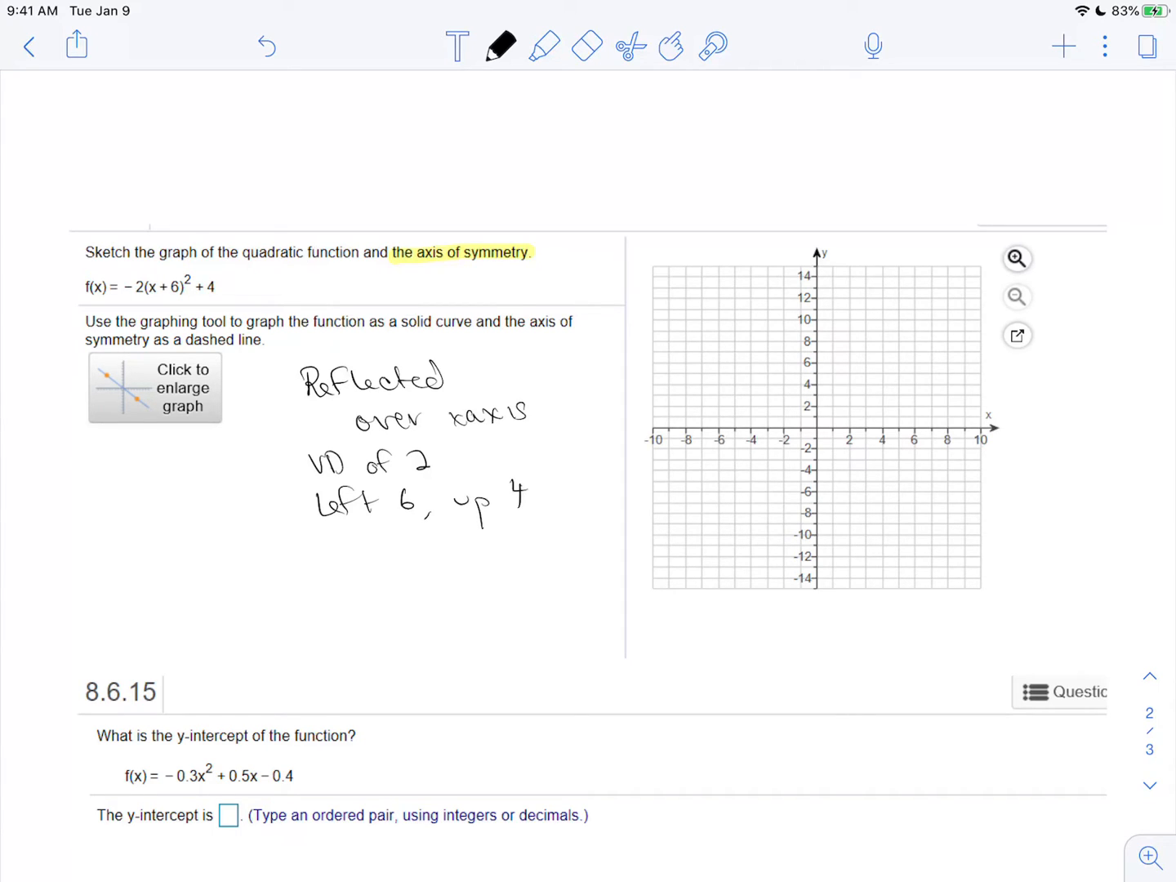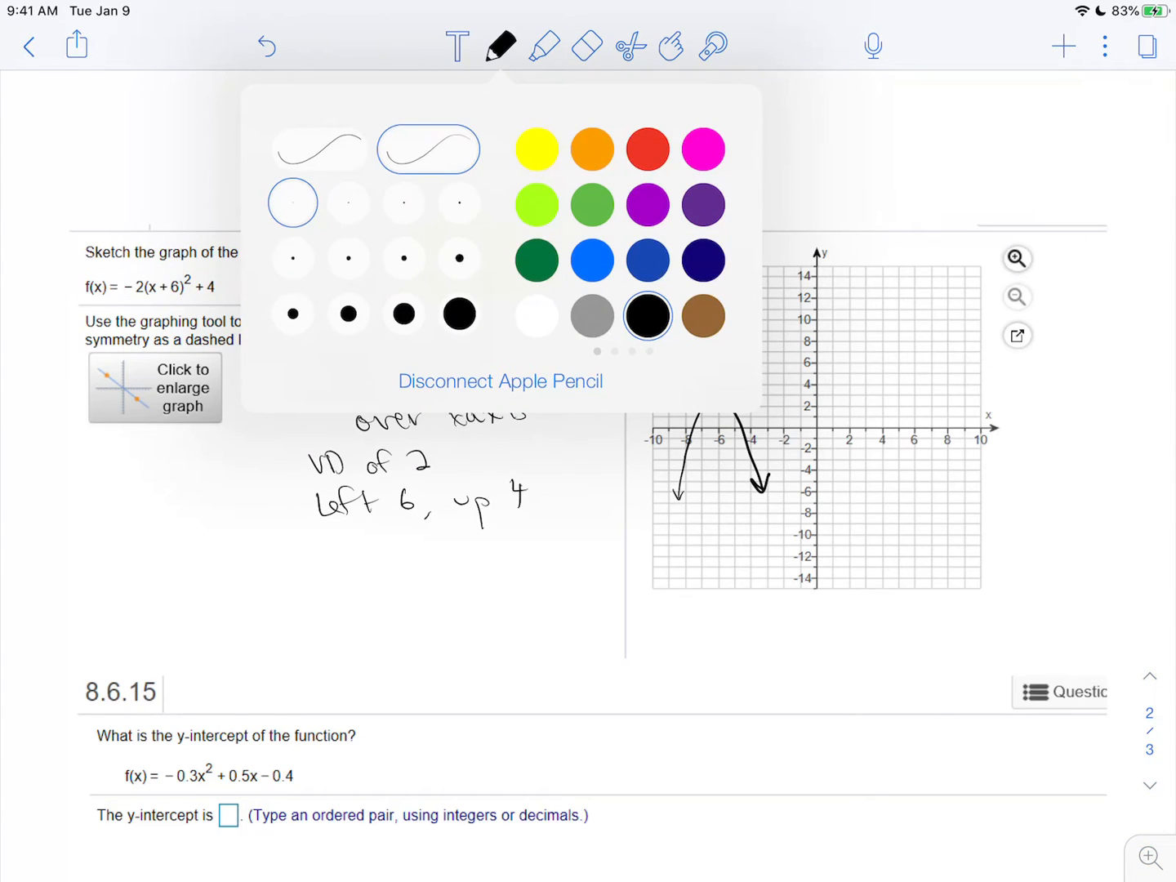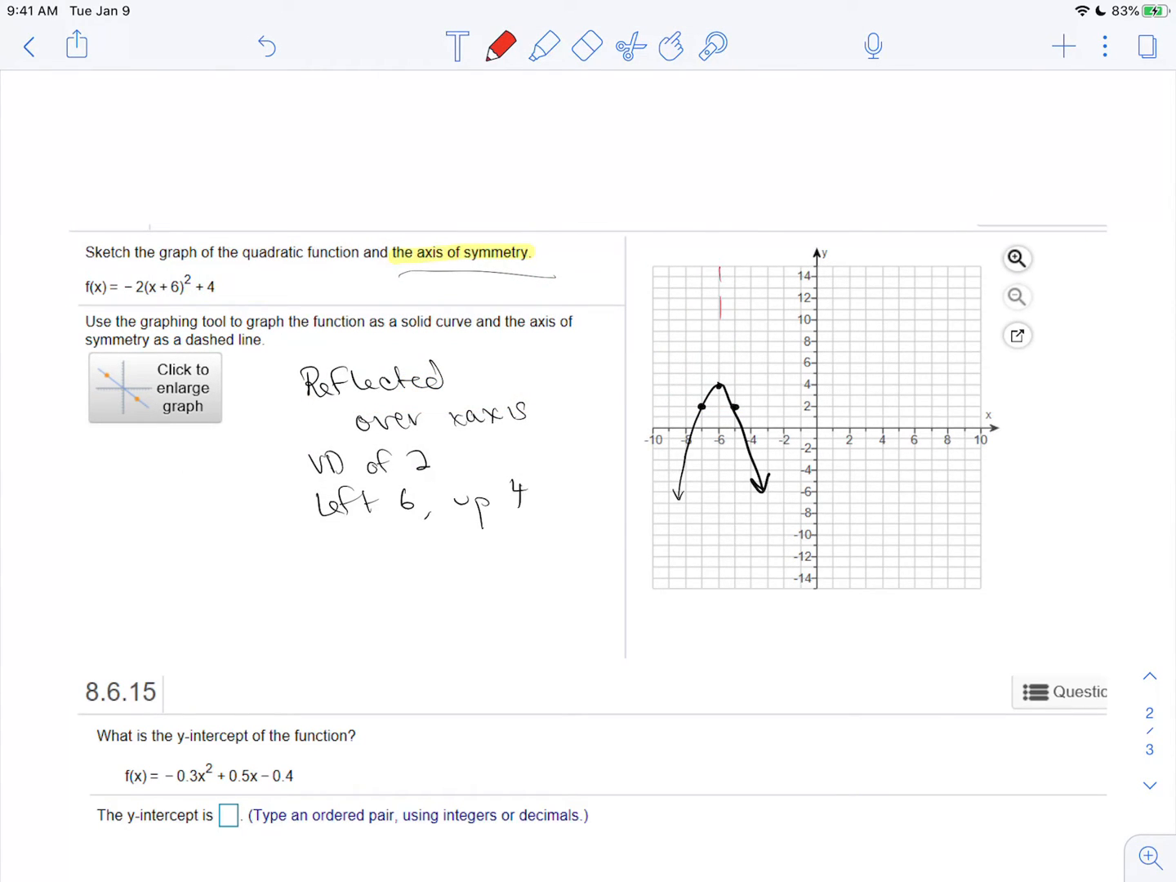So we're going to go left 6, up 4. Plot our vertex. Then it has a vertical dilation of 2. So from here, I'm going over 1, down 2. You really just have to plot those 2 points, and the graph makes it for you, right? So you have a graph of a quadratic that looks like this. Like I said before, we can't forget to graph the axis of symmetry. So you then have to graph a separate line, this vertical line that goes up and down. Okay?